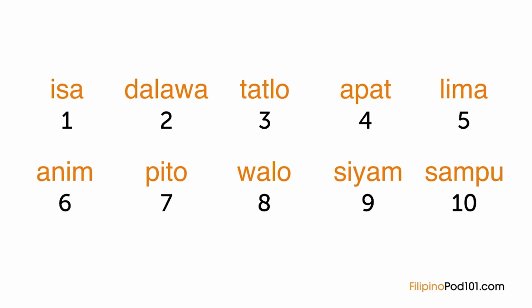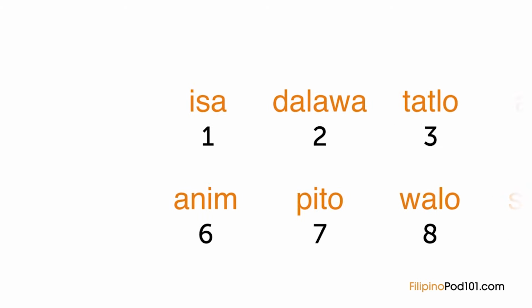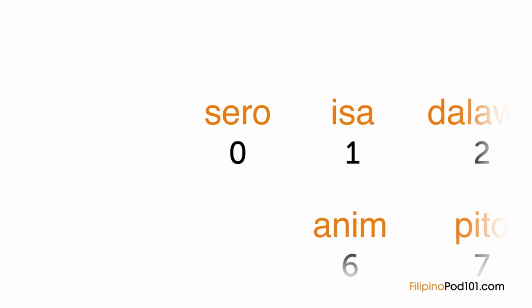Great job! Try to remember these numbers by heart because you'll see them again in bigger numbers. Do you know what is before isa? Here's a clue. It's almost the same as in English. It's zero. Zero. Now let's continue from 11.